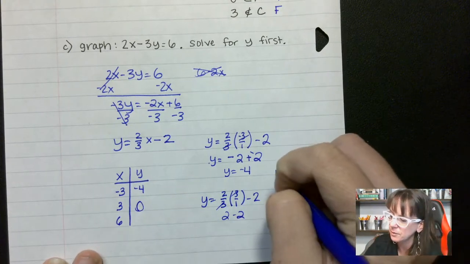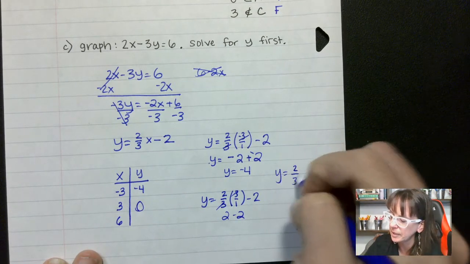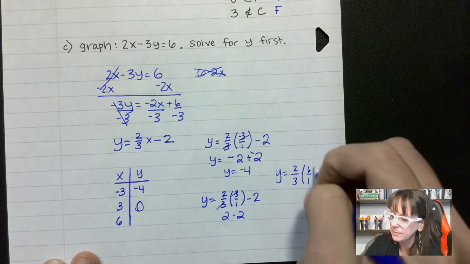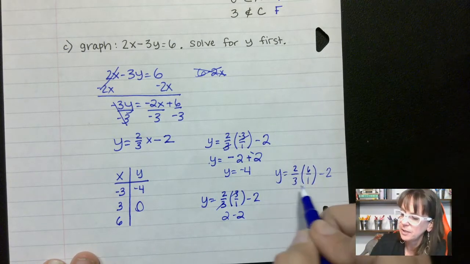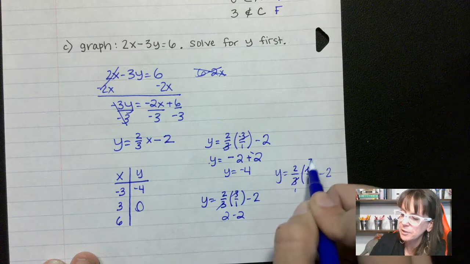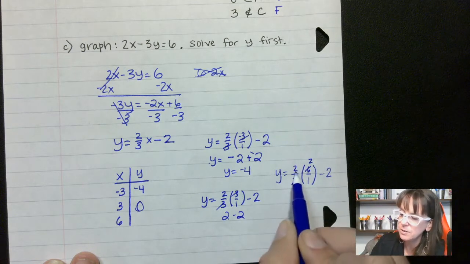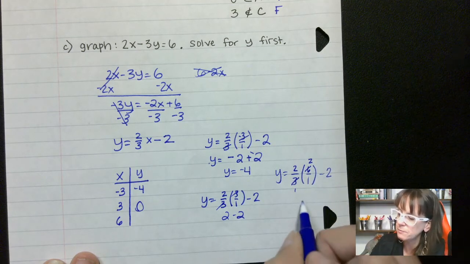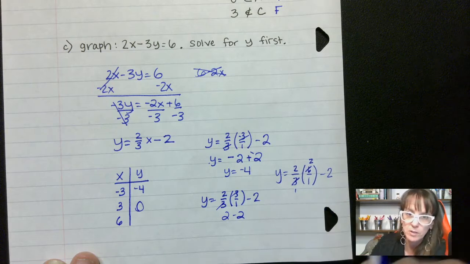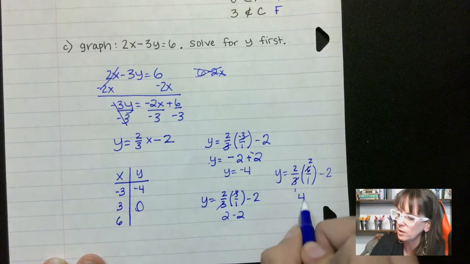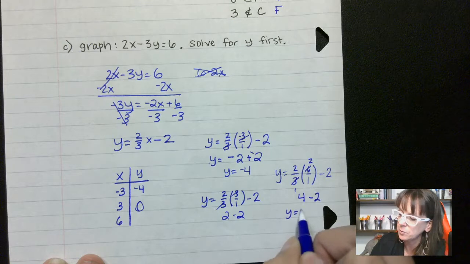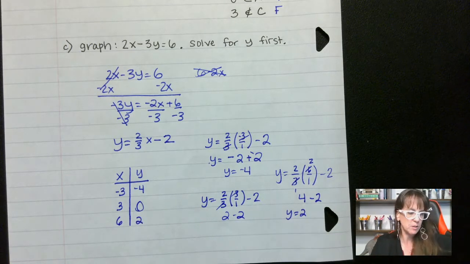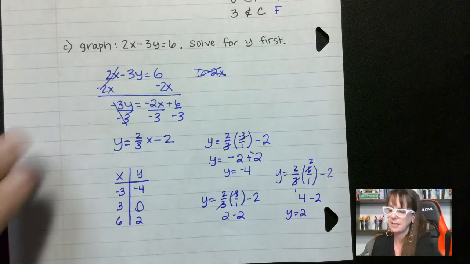And then let's do this other one. Y equals 2 over 3 times 6 over 1 minus 2. Divide by 3, we get 1. Divide by 3, we get 2. So that gives us, upstairs we have 2 times 2 is 4. Downstairs it's 1 times 1 is 1. So 4 over 1 is just 4 minus 2. So y equals 2.